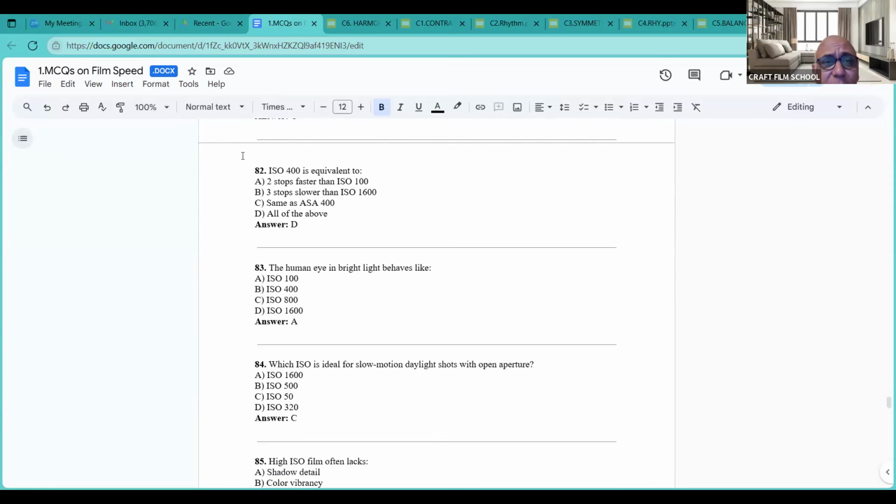Various kinds of technical terms are being introduced so that you don't get confused, so you remain focused on what exactly film speed is all about.